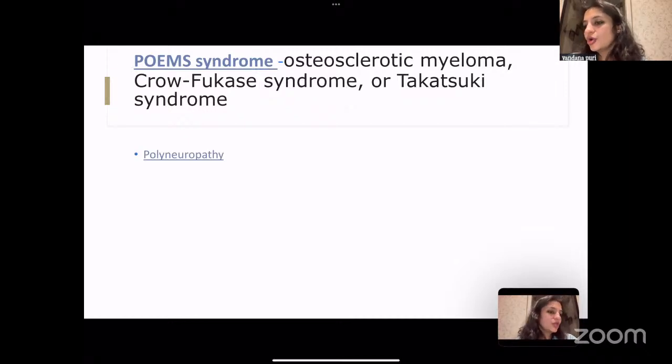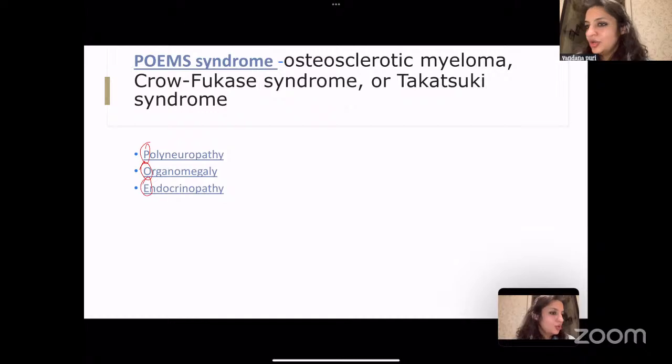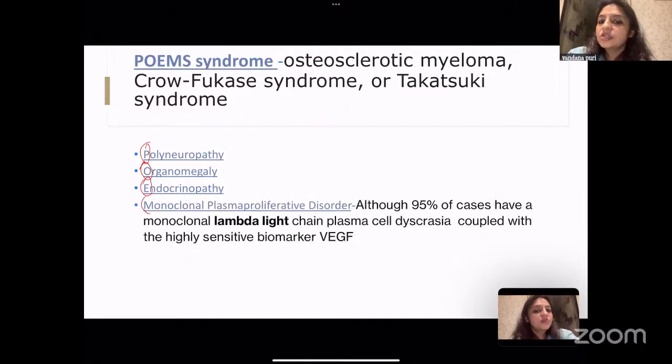P stands for polyneuropathy. Neuropathy is one of the commonest manifestations seen in these patients. So they present with polyneuropathies. They present with organomegaly. So remember, we have P, O. Now coming to E. E is endocrinopathy, so they also have endocrinopathy. M is very important: they have a monoclonal plasma cell disorder.